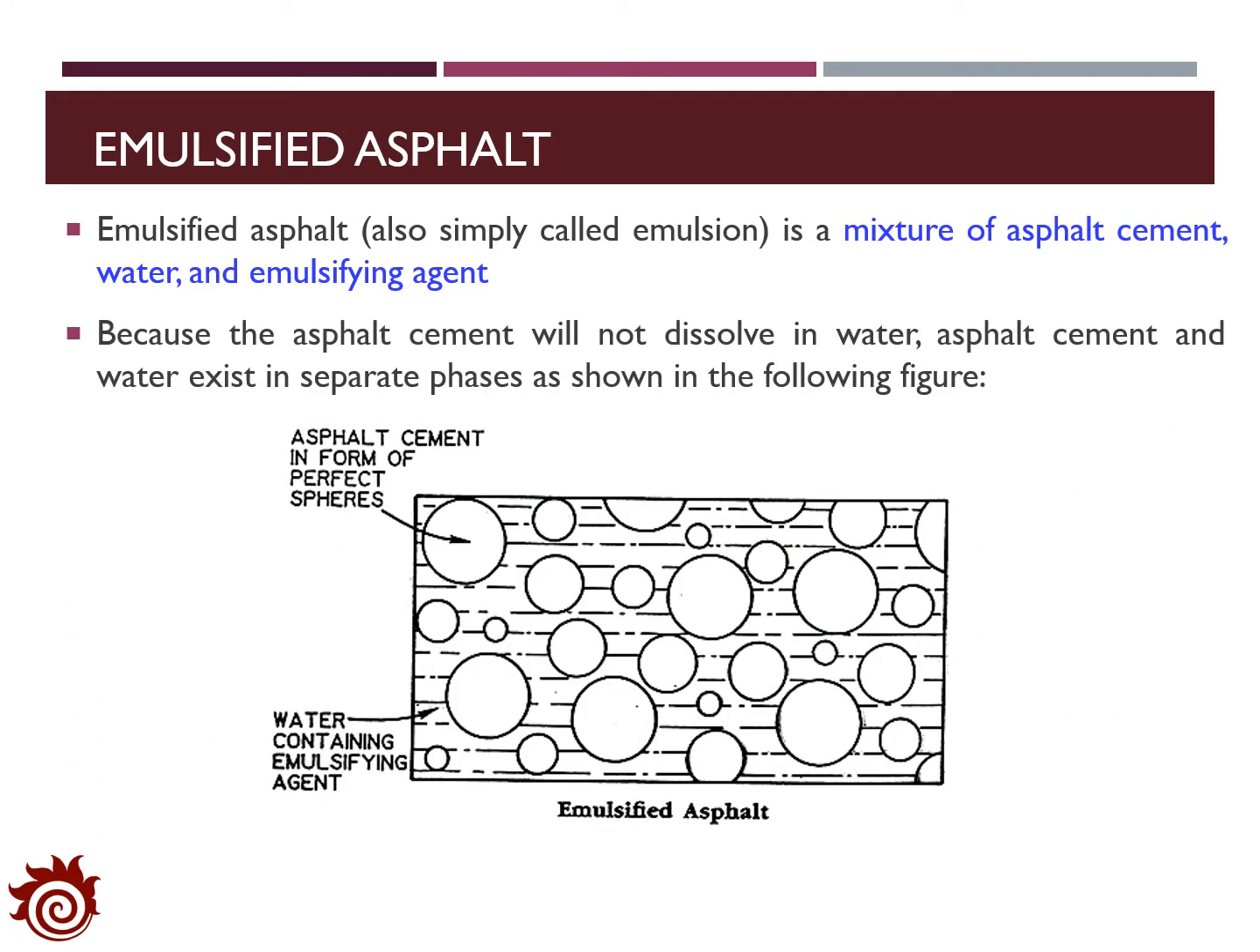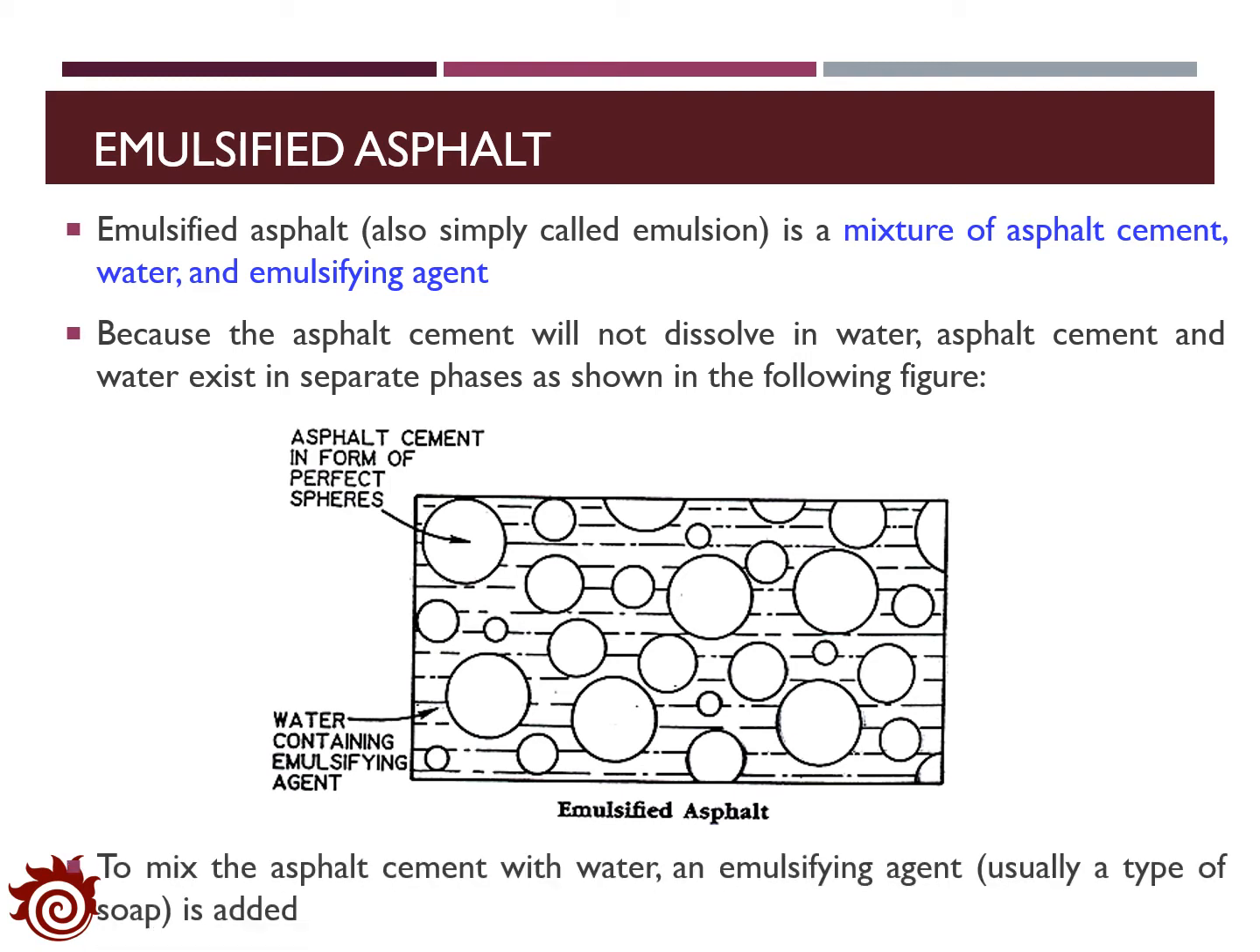We know that the asphalt cement cannot dissolve in water, so if we add the water to the asphalt cement, the asphalt and the water will exist in separate phases. In this figure, you can see that with the water, the asphalt cement will form perfect spheres. So in order to mix the asphalt cement with water, we need to add an emulsifying agent. Usually, it could be some types of soaps.